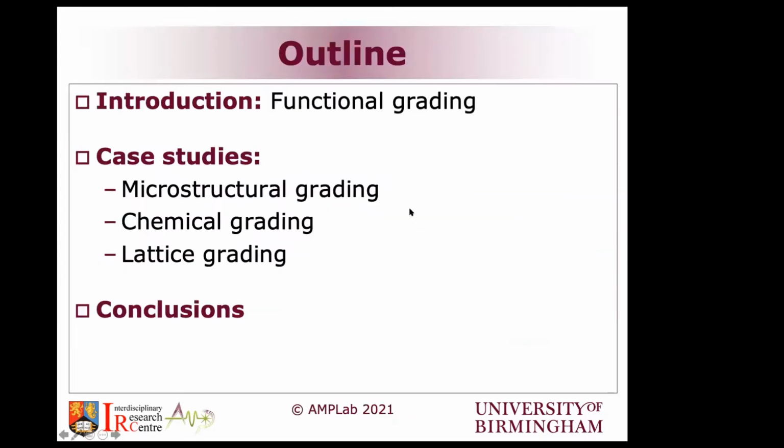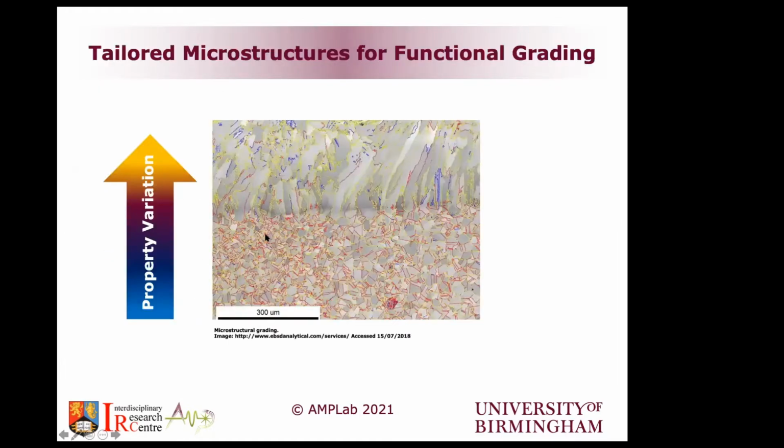So the outline of the talk: I'll talk about the concept of functional grading initially, and then I'll talk about the 3 examples of case studies of functional grading. The first one is on microstructural grading, where you change the microstructure by additive manufacturing parameters. And then I'll talk about chemical grading, where you change the chemistry across the build, and accordingly you change the alloy chemistry. And then finally, lattice grading, which is also in a way to change the micromechanical or the mechanical performance of lattices, which obviously have been quite fashionable these days with people who do additive manufacturing.